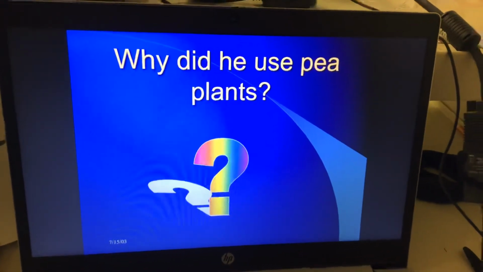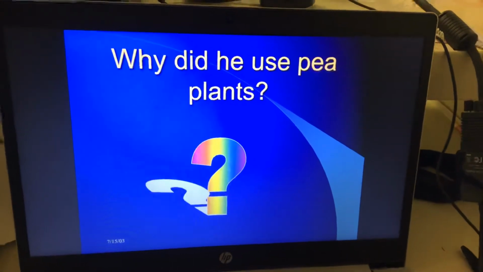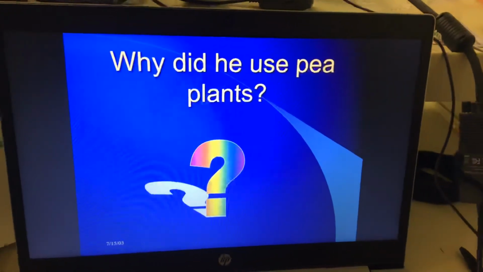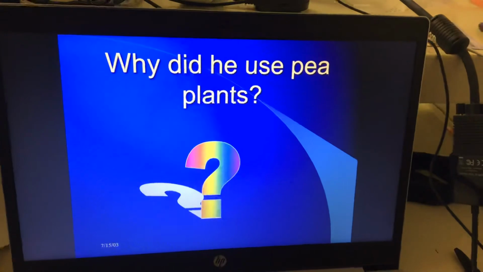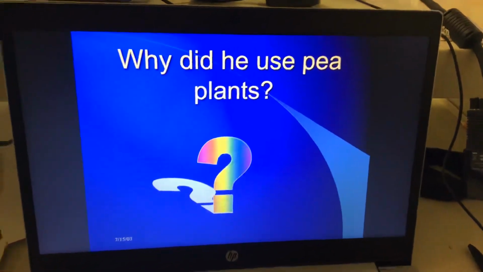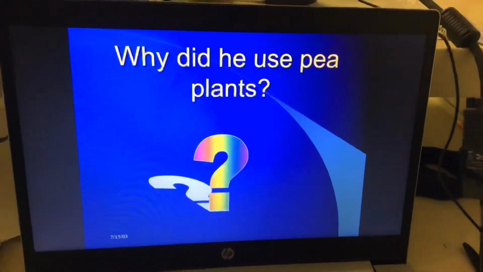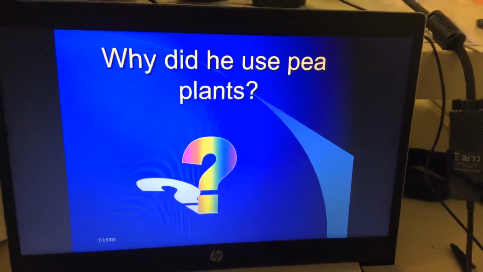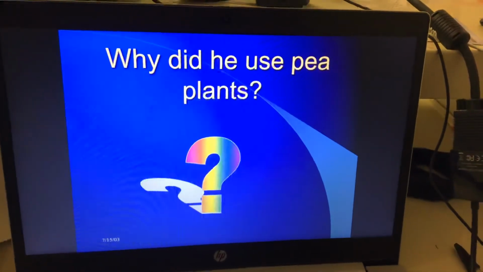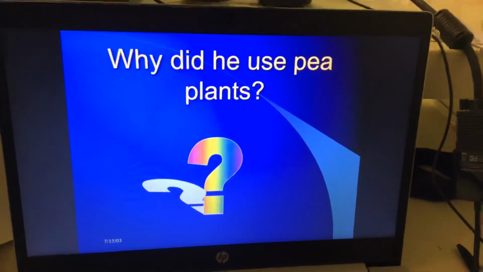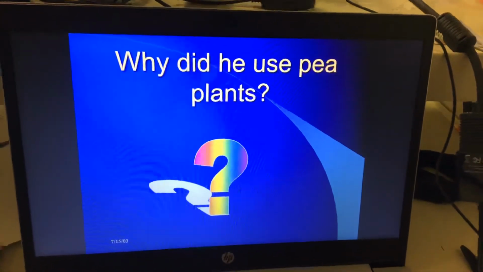Now, if he decided to do this with oak trees, this would not be very good because an oak tree can live hundreds of years. So if he planted an acorn, he would be dead before that oak tree was full-sized. So the short lifespan is why the pea plants worked really well.